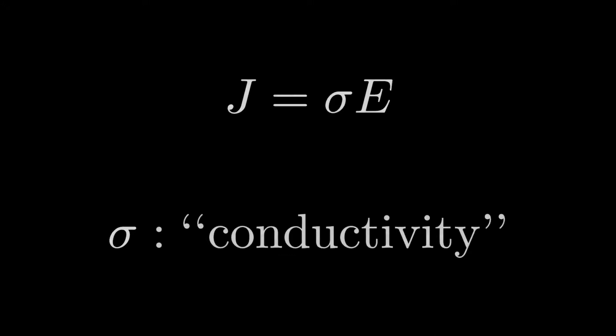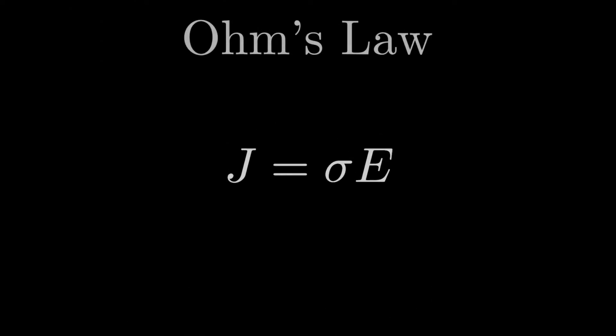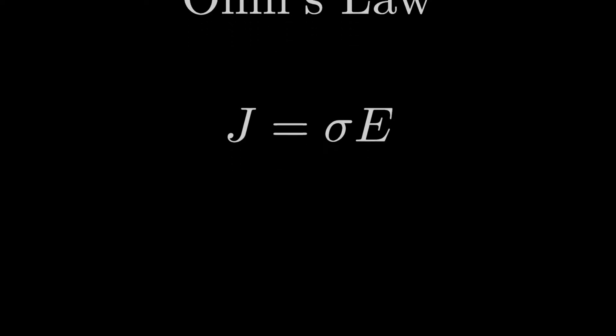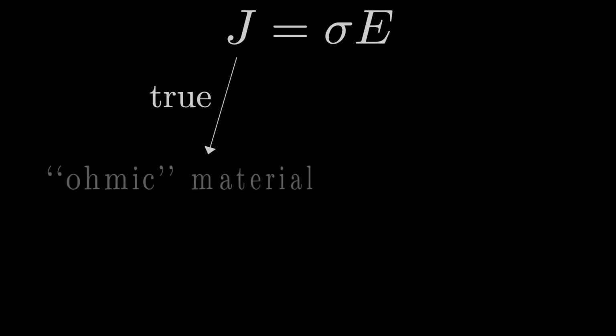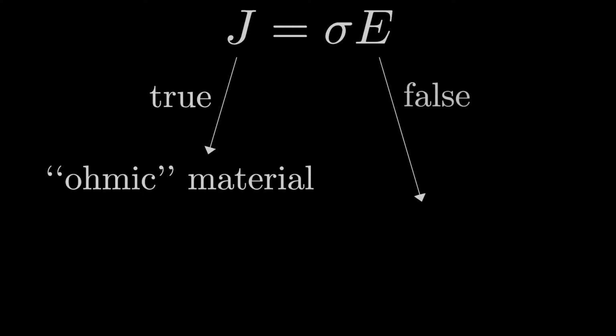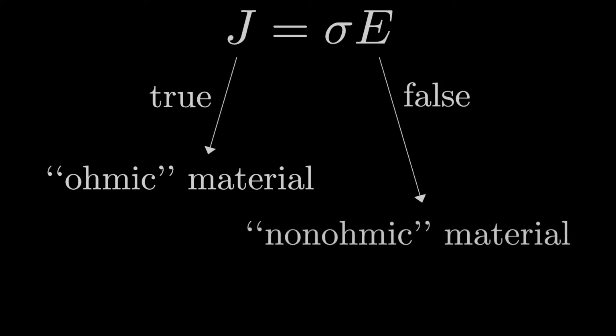Now, this relationship that Ohm is credited for discovering has very profound implications, as we're about to see. In fact, the relationship itself is so important, it has a name. We call it Ohm's Law. But once again, this relationship is true for many materials, but not all of them. So for materials in which this property does hold, we say those materials are ohmic materials. For other materials that don't obey Ohm's law, we call those non-ohmic materials.